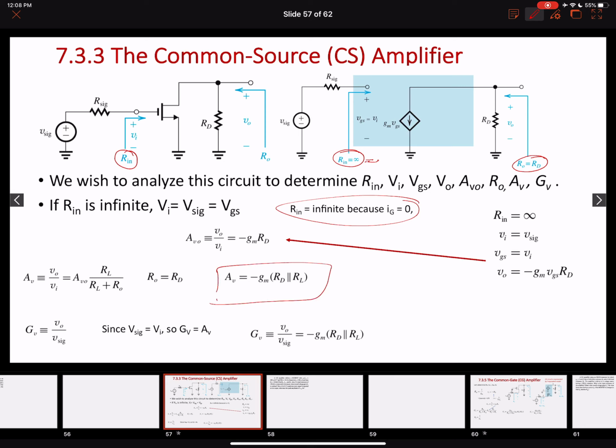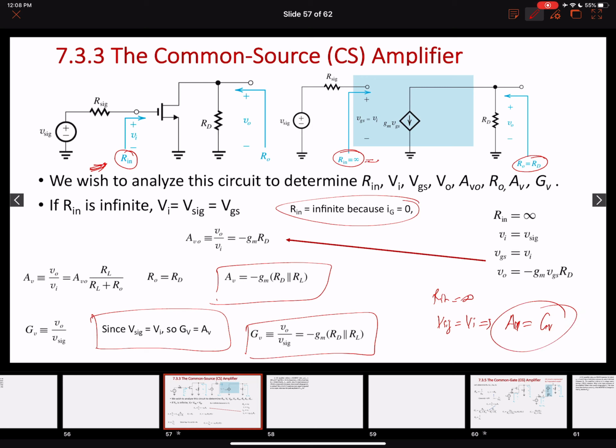Now we are going to use these similar values here. The important thing is that since our input resistance was infinite, there will be no loading effect. There will be no signal drop. And when that is true, if our Rin is infinite, then our V signal becomes equal to Vi, and the voltage gain of the amplifier becomes equal to the overall voltage gain of the circuit.